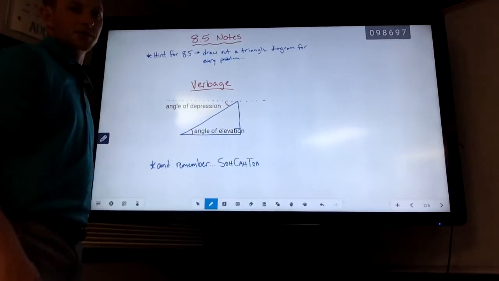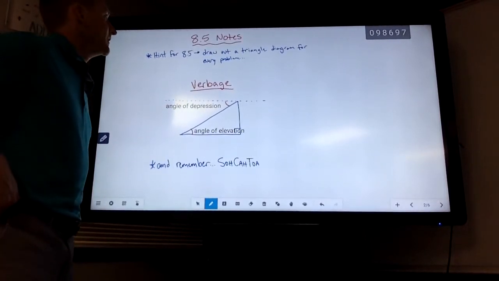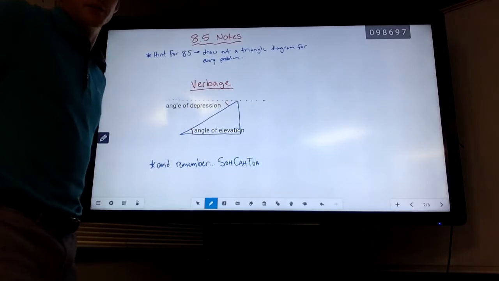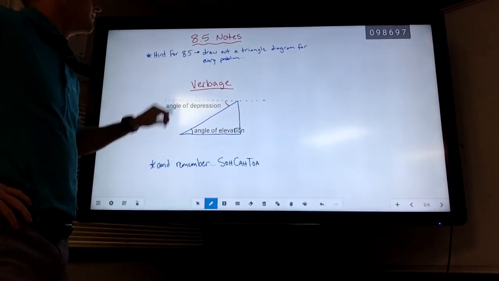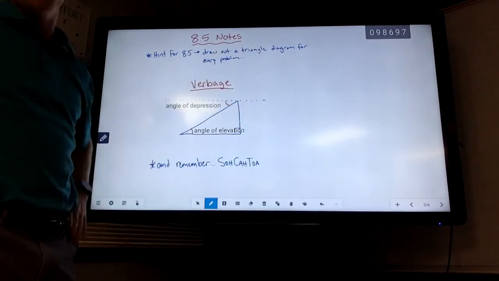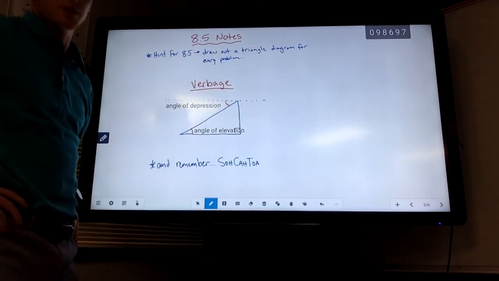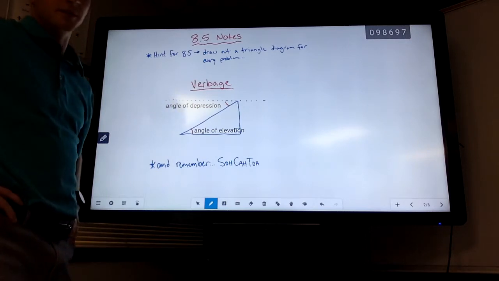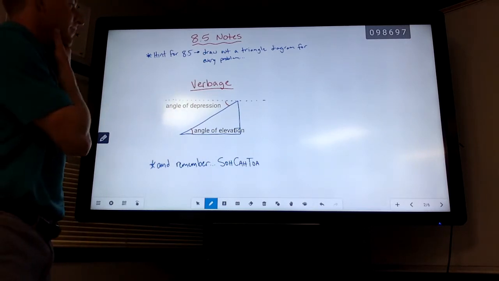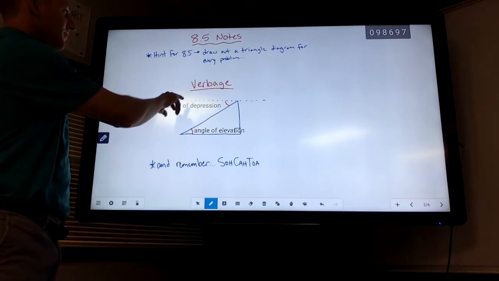All right, Algebra 2, sorry we are gone at tennis today, but we are going to go through the 8.5 notes. So kind of your hint for 8.5, draw out a diagram for every single problem, especially the word problems. There's a lot of numbers that go on in your head. It's easy to mix up that sine, cosine, tangent, whatever that is. Some new verbiage for us.